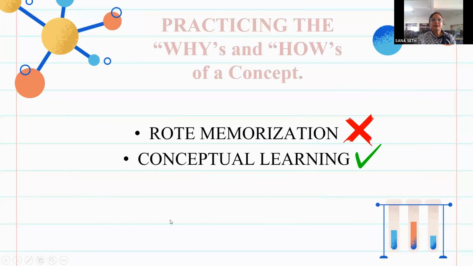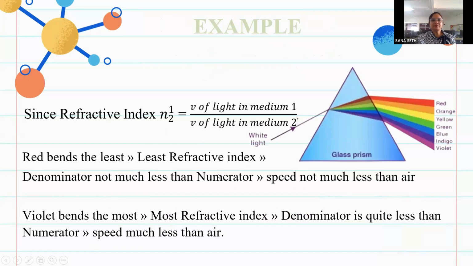Then practicing the whys and hows of a concept, we are done. Now, some small little things. Refractive index of the second medium with respect to the first. Now, I give the class a very simple way of understanding. This is one thing that really confuses you all if I'm not wrong. How do you remember which is the first medium? You know, what are the typical words that we use? Refractive index of the second medium with respect to the first.